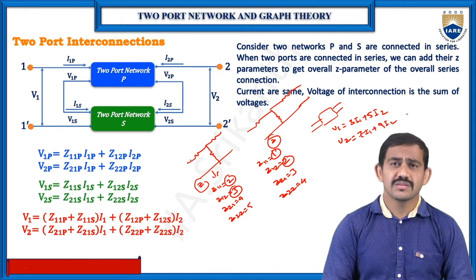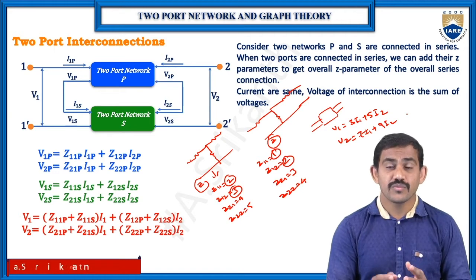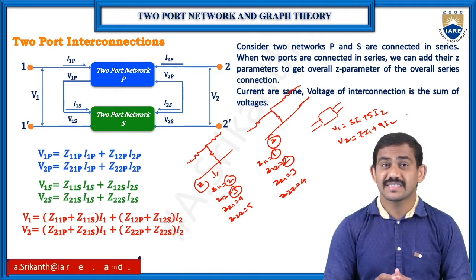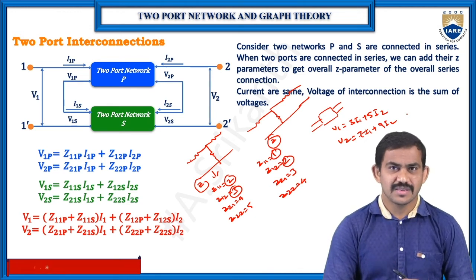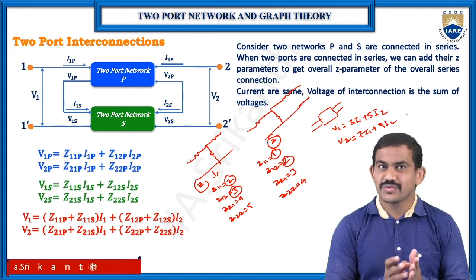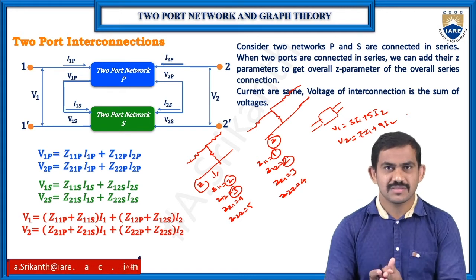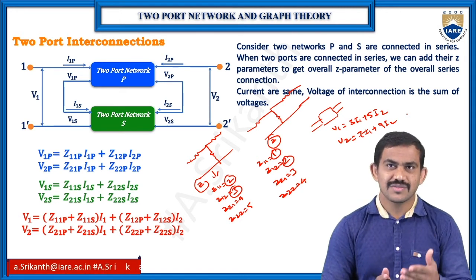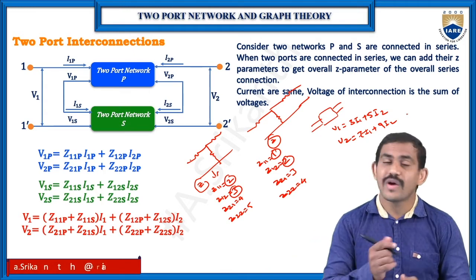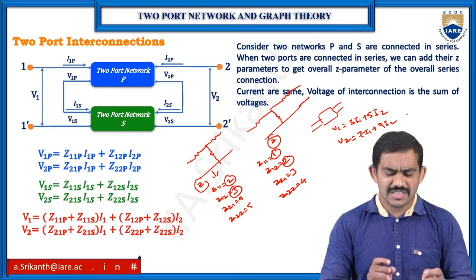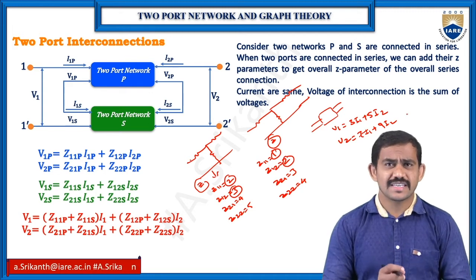Okay, it's very simple, but you need to know which parameter to use when two-port networks are connected in series. That is Z parameters. So for the two networks, Z11 and Z11 of the other network, we need to add both values. So this is about two-port networks connected in series.